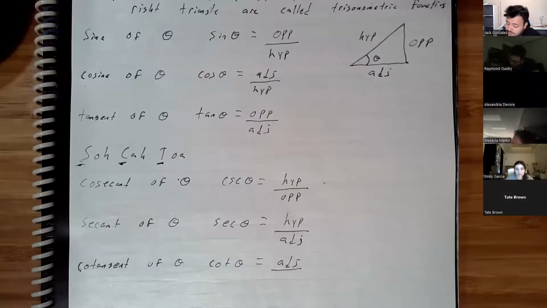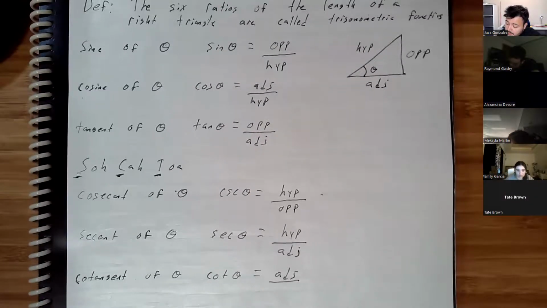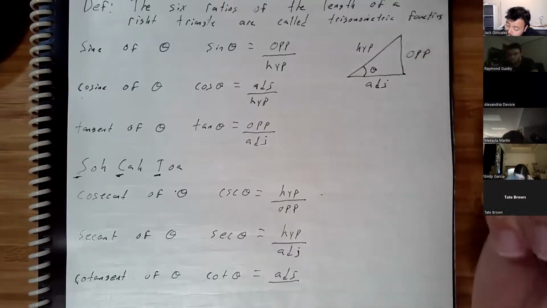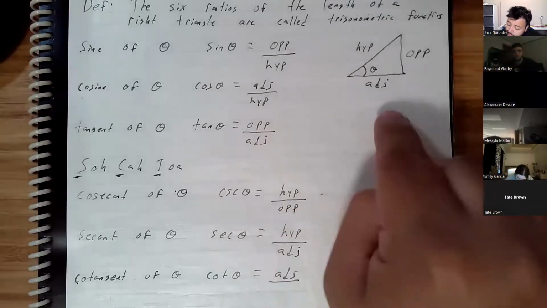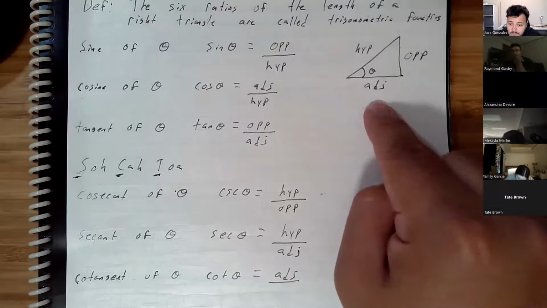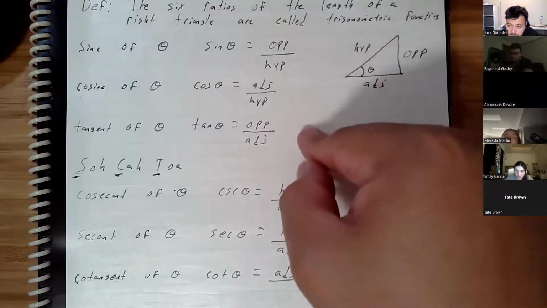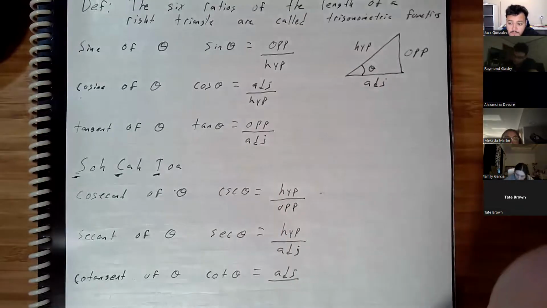Okay, so just to sum all this up, there's 6 ratios. The 6 trigonometric functions are based off the sides of a right triangle. That's all they are, defined as ratios of different sides. That's all it is. Okay.